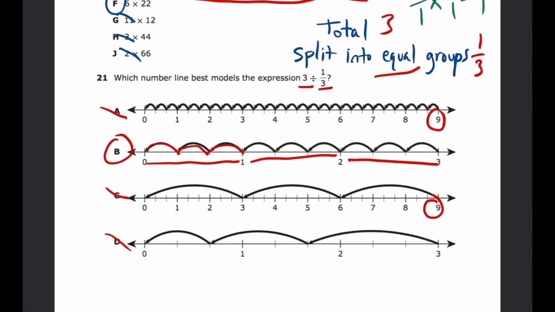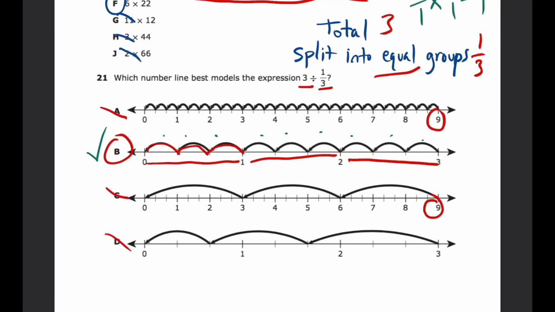So I look here, do I have 9 groups? 1, 2, 3, 4, 5, 6, 7, 8, 9. That confirms it. I do have 9 pieces. Once I took my 3 wholes and split them into thirds, I have 9 pieces, and there it is confirmed.